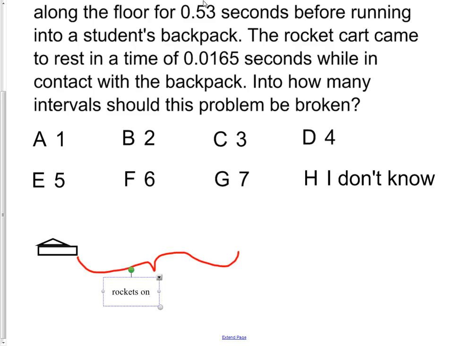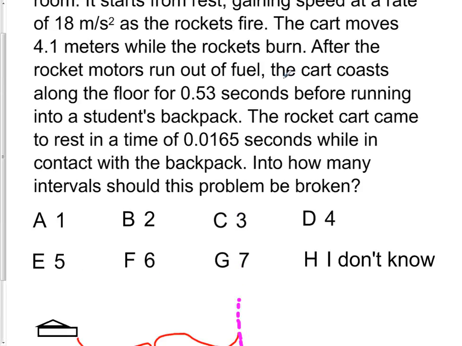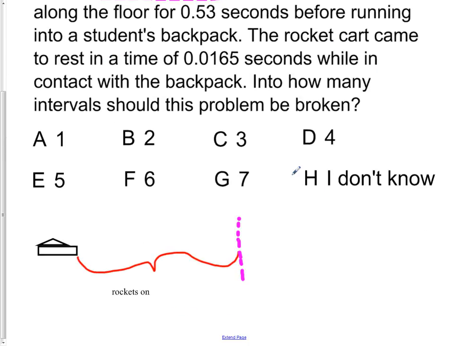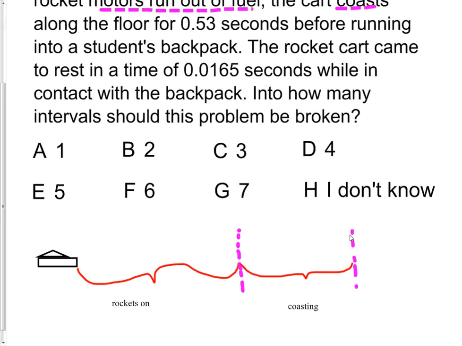Then we'd break the problem up into a new chunk. We'd break that problem up because the problem says that the rocket motors run out of fuel and then the cart coasts. So the next part I might actually just call coasting. And at that point, I break the problem up again because then the problem describes that it runs into a student's backpack. That's kind of a crash. I might label this next interval as crashing.